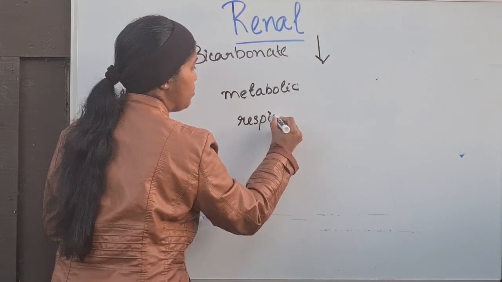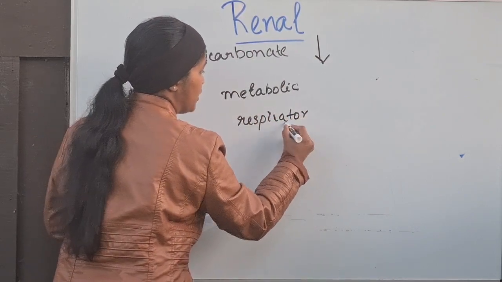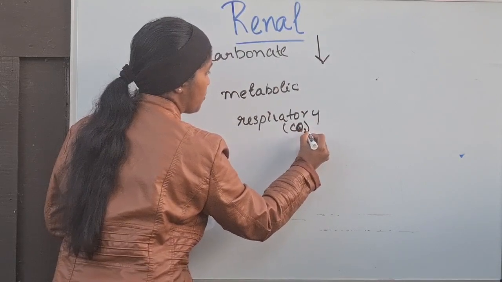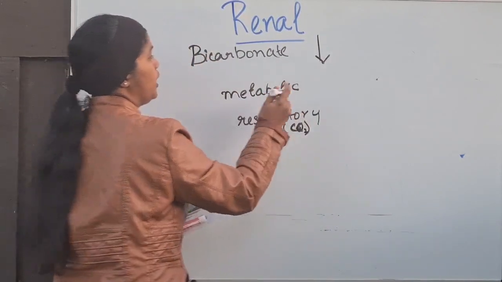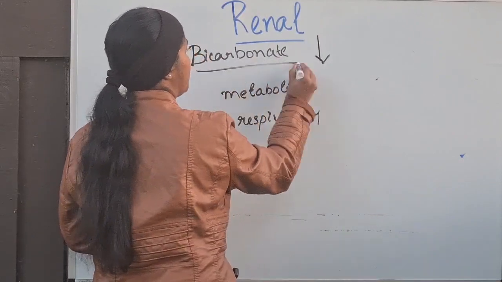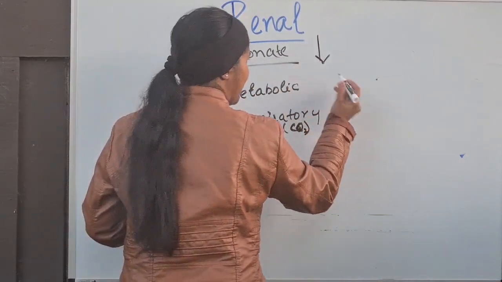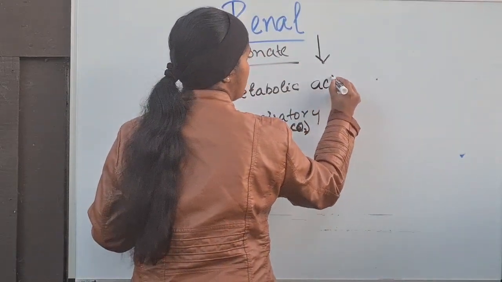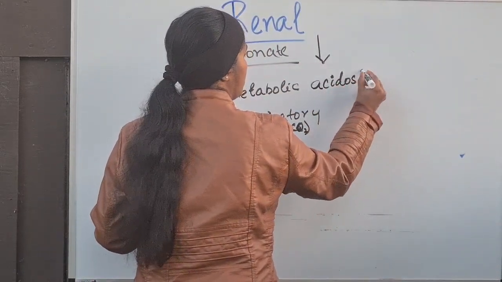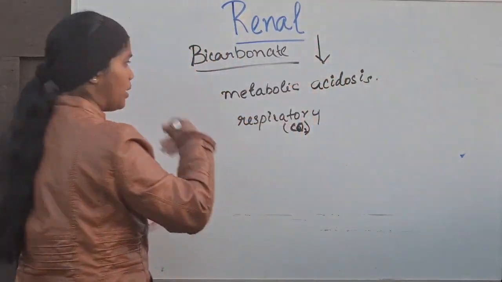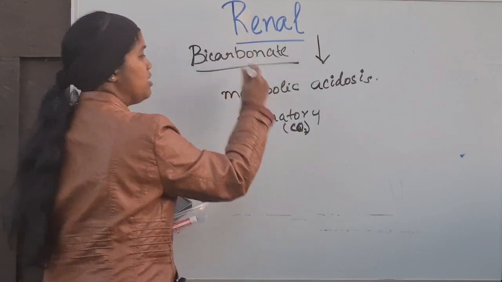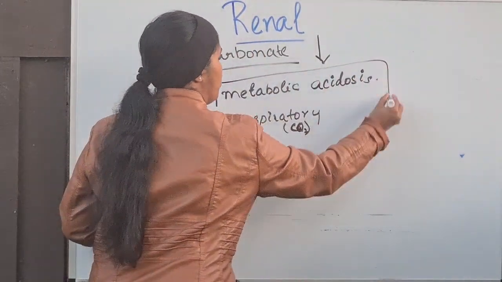So in respiratory, there is a change in the carbon dioxide. In metabolic, it depends upon the bicarbonate. So when the bicarbonate is high, it is called alkalosis, but when the bicarbonate is low, it is acidosis. So with the decrease of the bicarbonate, like the bicarbonate being excreted in the urine in renal failure, therefore, renal failure patients will have a metabolic acidosis.